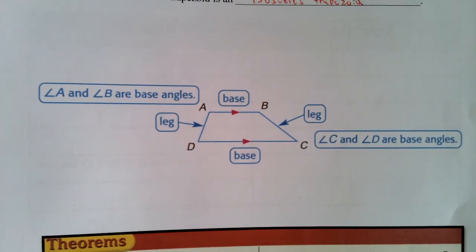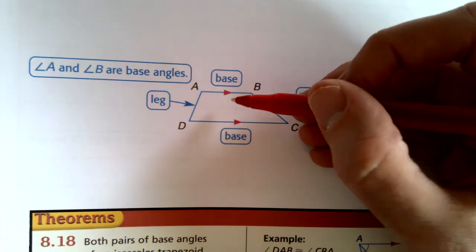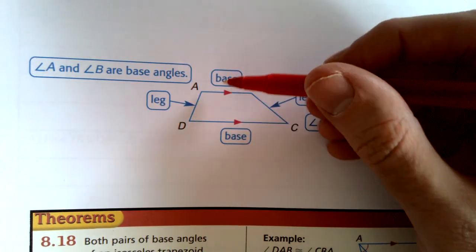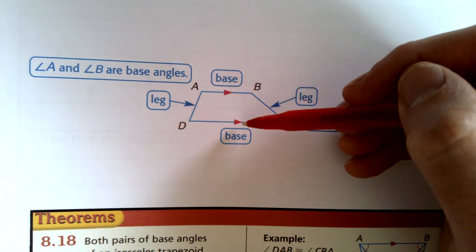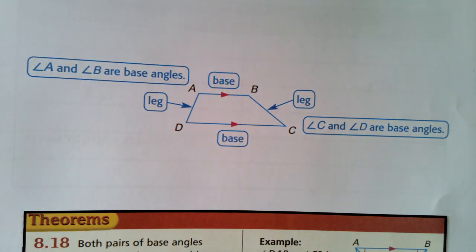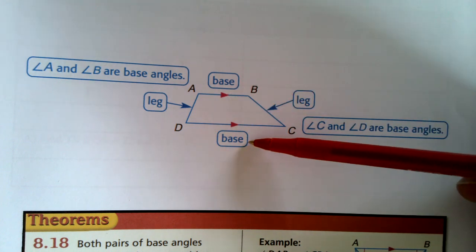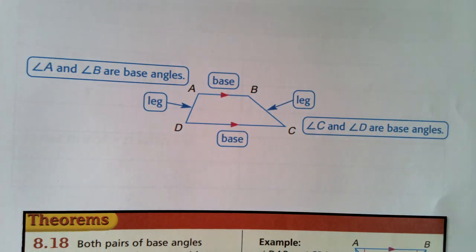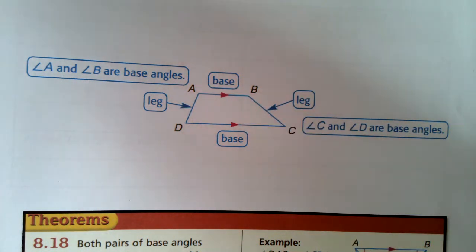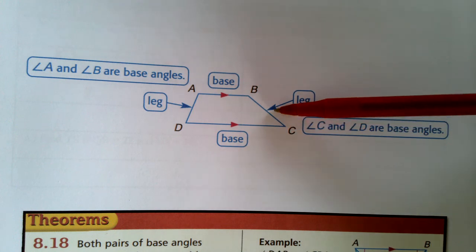Okay, so here we go. This is a trapezoid here because we have one pair of parallel sides. So AB, you can see, is parallel to CD, so that's a trapezoid. And these are the bases. AB is a base, and DC is a base because those are the parallel sides. And then the other two sides are called legs. So AD is a leg, and then BC is also a leg.